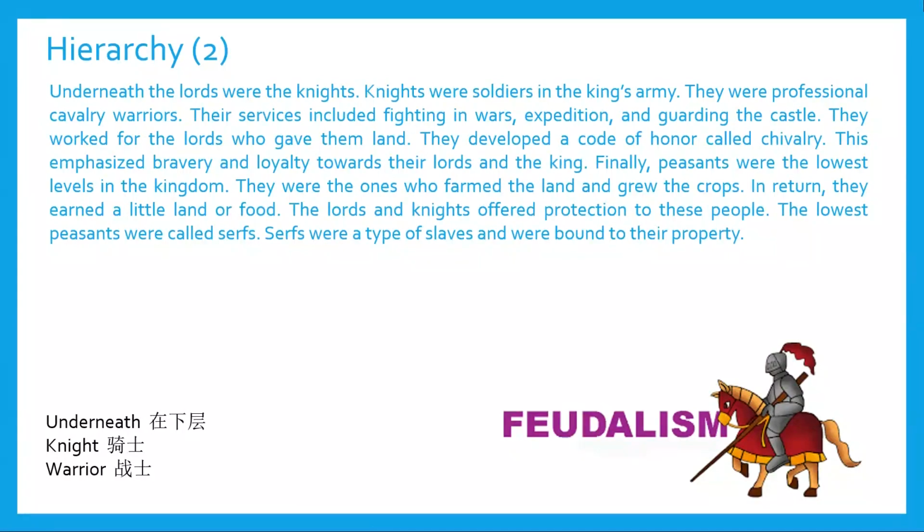Finally, peasants were the lowest levels in the kingdom. They were the ones who farmed the land and grew the crops. In return, they earned a little land or food. The lords and knights offered protection to these people. The lowest peasants were called serfs. Serfs were a type of slaves and were bound to their property.